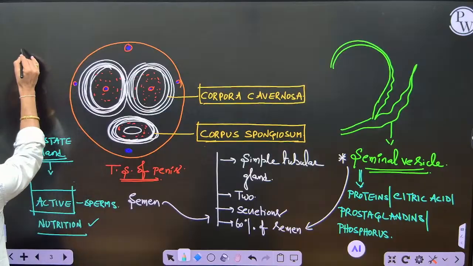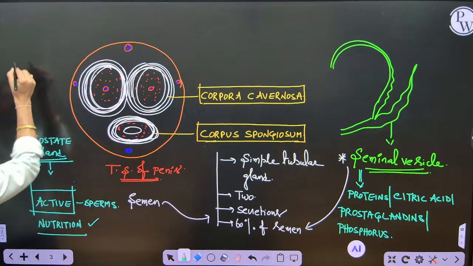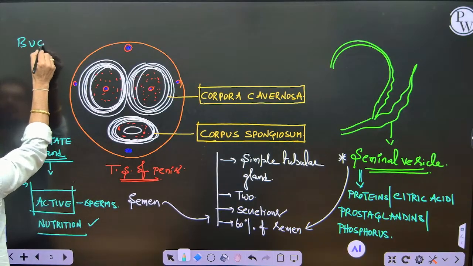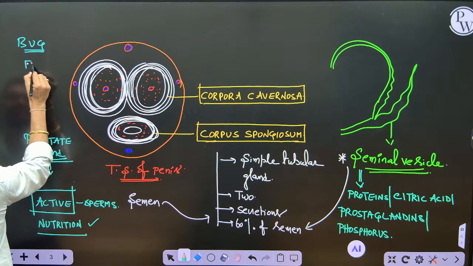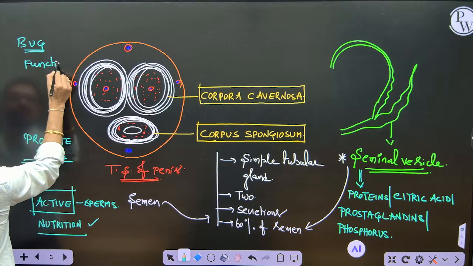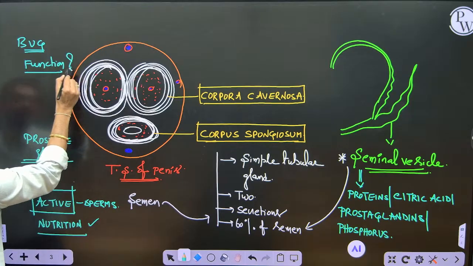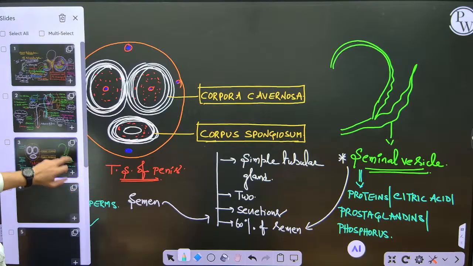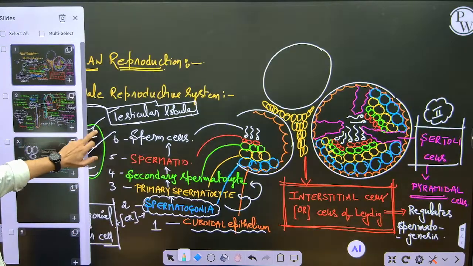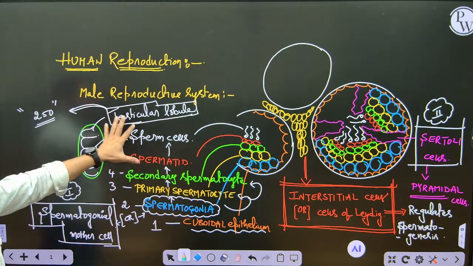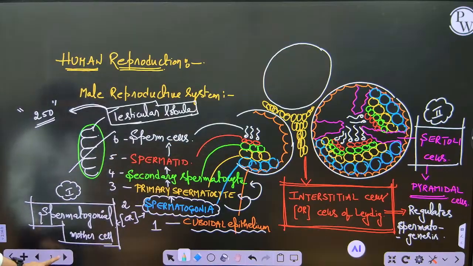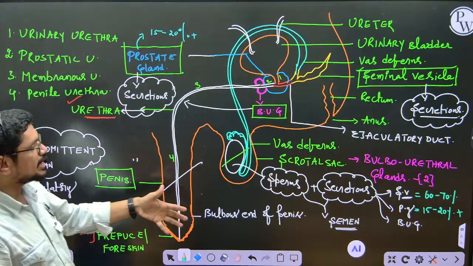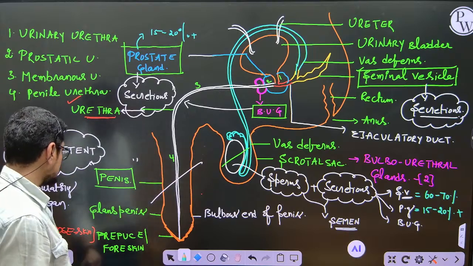Okay, and then what are bulbourethral gland secretions? Bulbourethral gland function. I have to tell the function. Before going to tell, see the board here. See, this is the first slide actually, male reproductive system. This is the transverse section, and this is the sagittal view, side view. See the board, super slide.